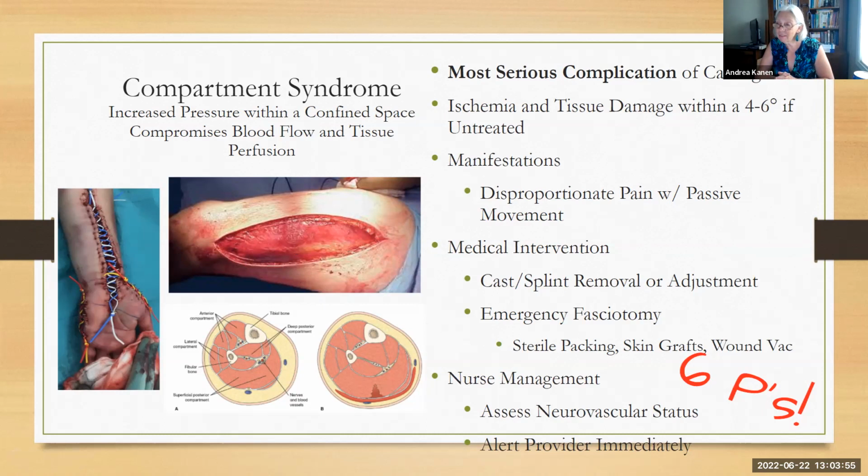Neurovascular checks, right? Again, the 6 P's. And if you see anything at all that does not look right, you need to contact the provider immediately, because this is a serious complication.